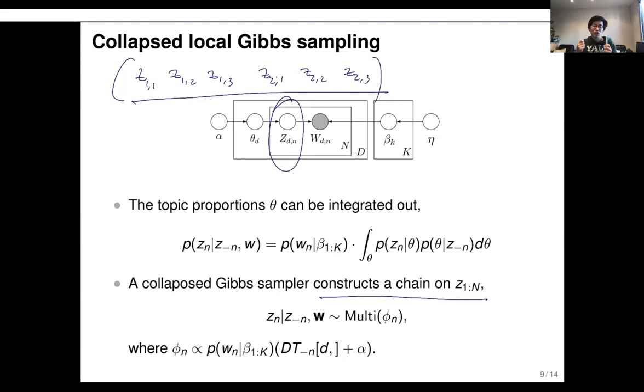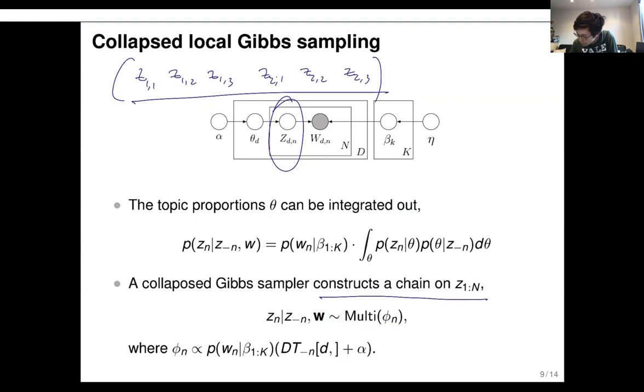It turns out that you only need to basically sample the Z's, and from actually doing this sampling procedure, you are able to calculate the theta D's and the beta K's. Okay, I will be a little bit more explicit about how that works, but for now, remember that this is what we're doing, right?